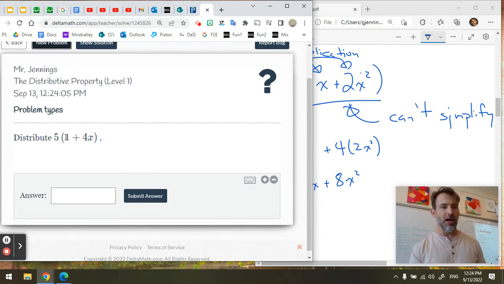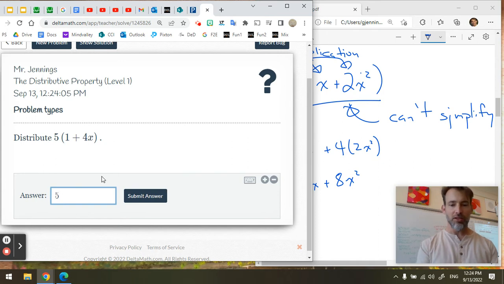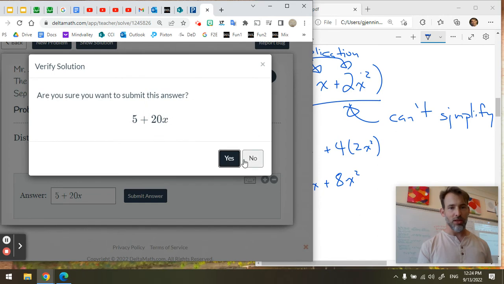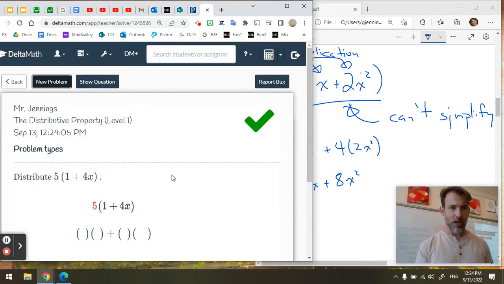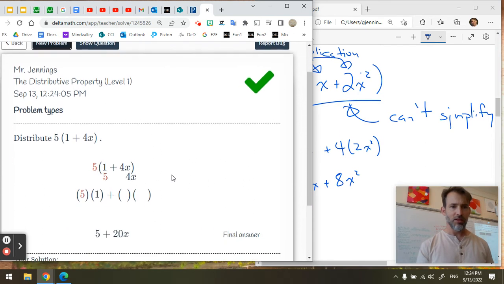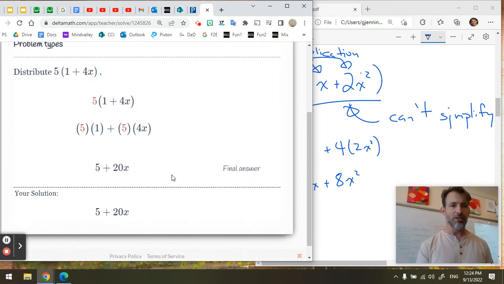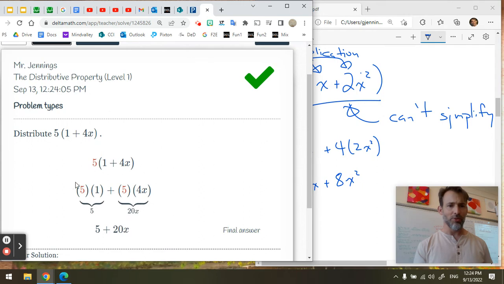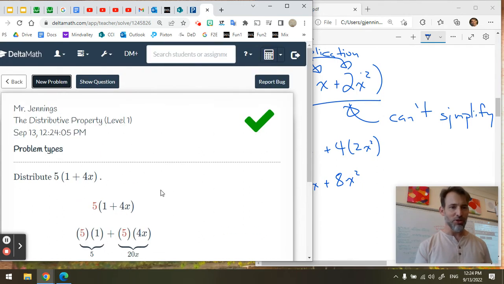Here, this one would be 5 times 1 would give me 5, and 5 times 4x would give me 20x. So this is the way I answer these types of questions. I made a mistake. 5 times 1 is 5, 5 times 4x. Oh, it says I'm right. What is going on? It showed me in slow motion how we do that.